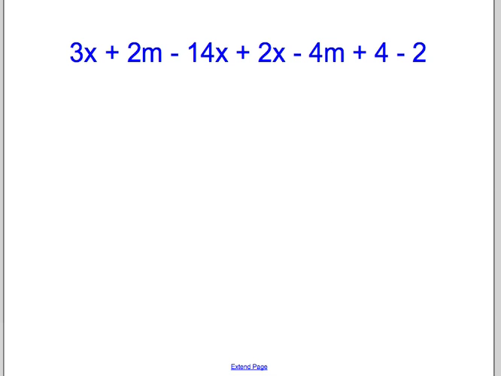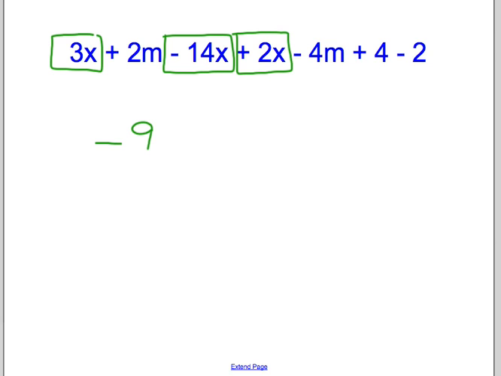This problem has some x's and some m's and some constants. So I generally just start with the first term and look for the other like terms with it. Do I have any other terms with x? Include the sign in front, so that'd actually be negative 14x, and then positive 2x. So let's combine their coefficients. 3 minus 14, or we could just say negative 11, plus 2, negative 9x.